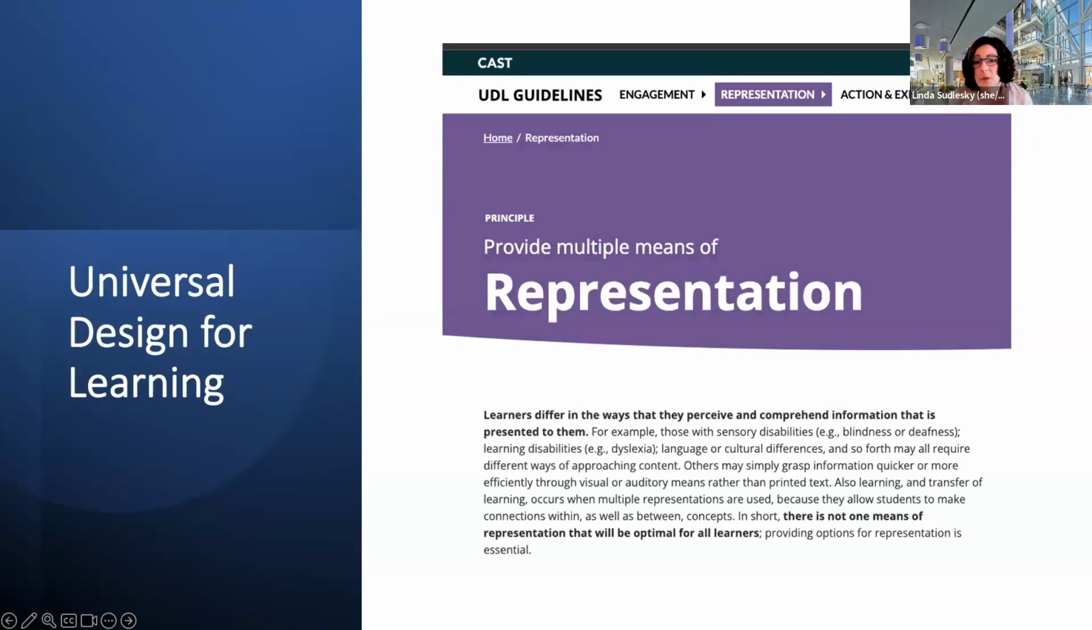The next principle is multiple means of representation. It's because people differ in the ways they perceive and comprehend information that's presented to them. And providing multiple means of representing the materials, for example, using captioning and transcripts for video, is important. So your audience, whether students, staff, or faculty, can engage with the materials in the manner that works best for them at the time they're trying to use them.